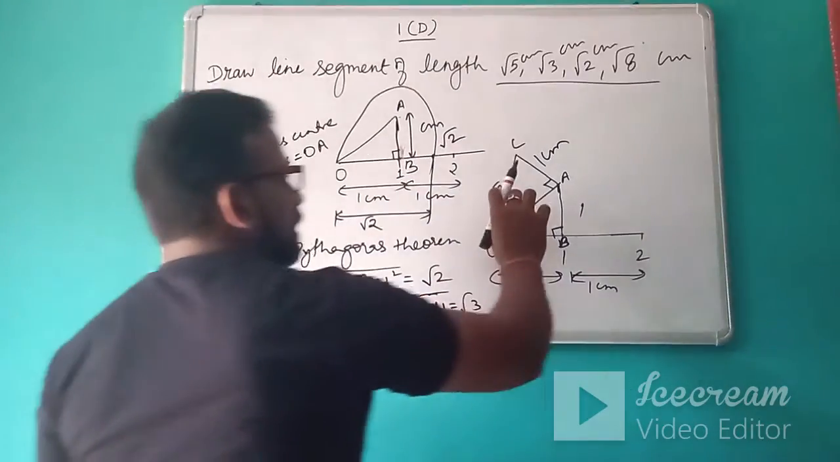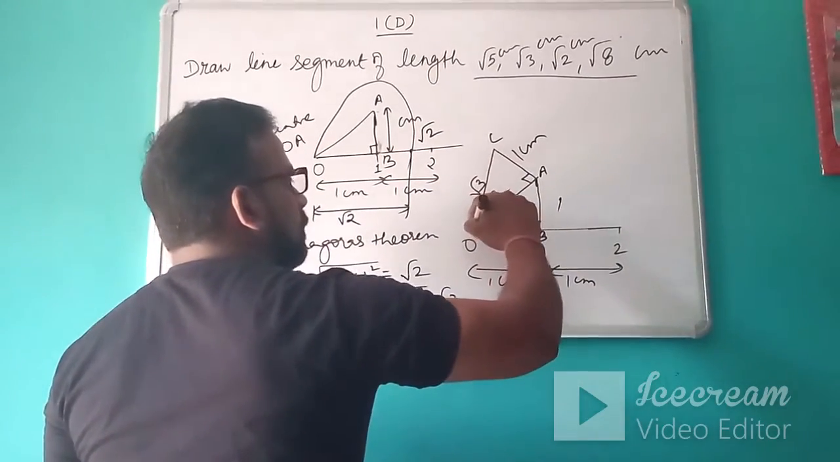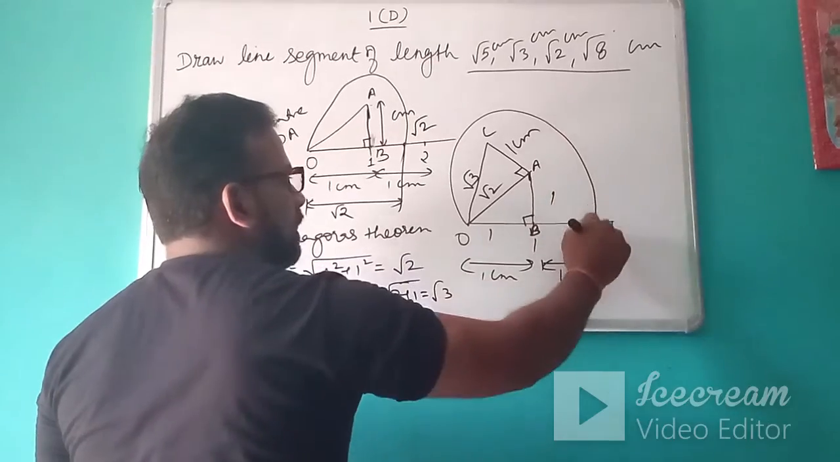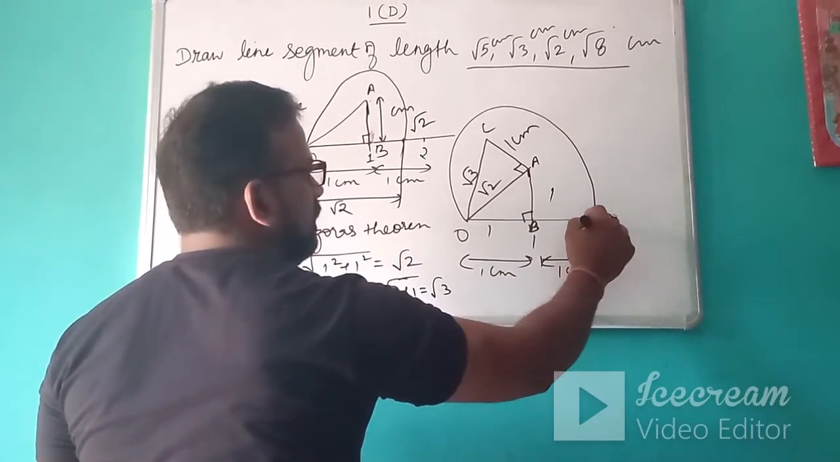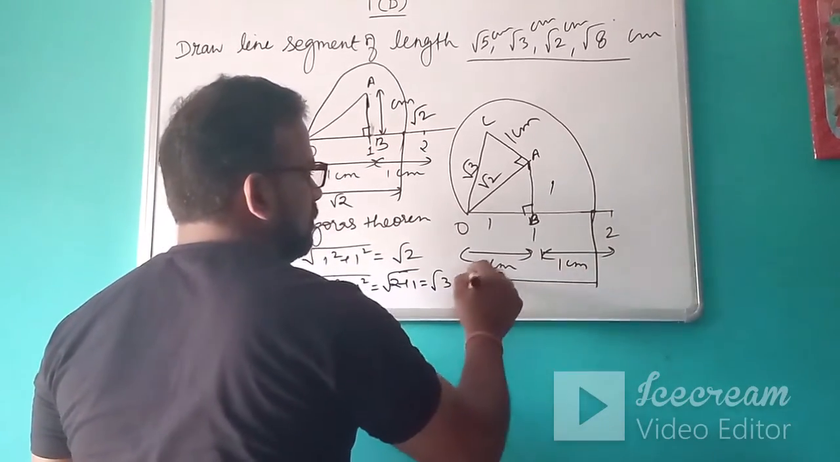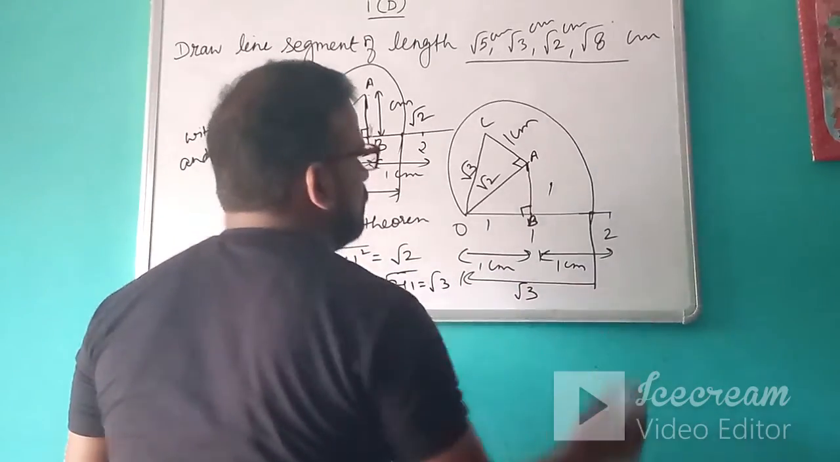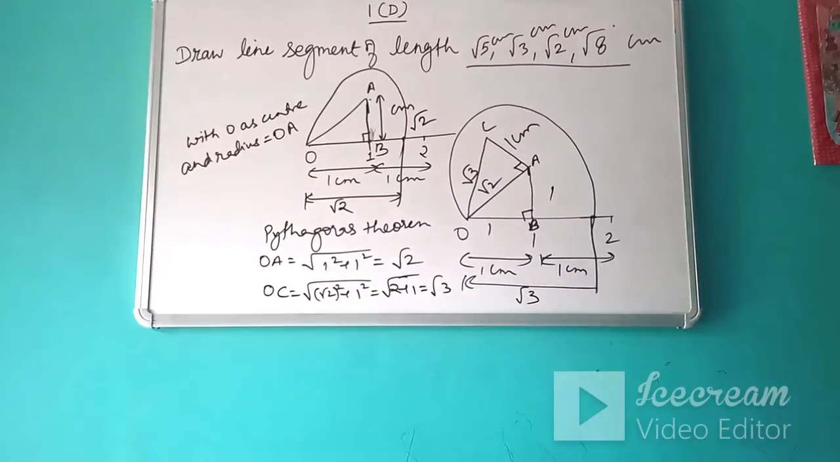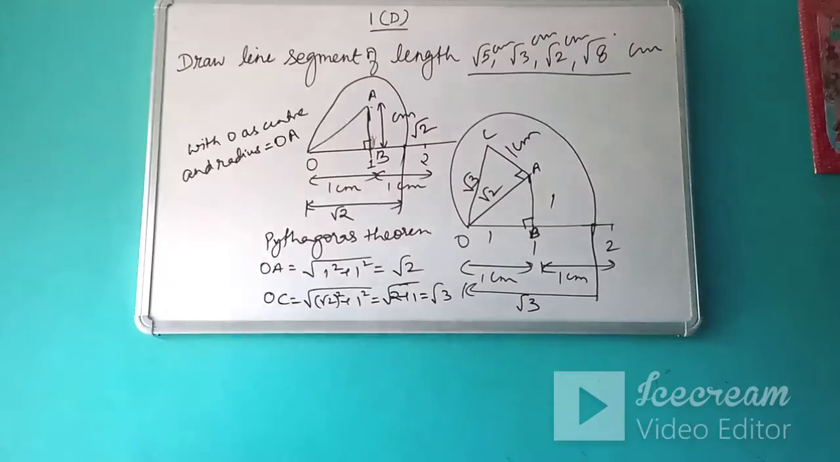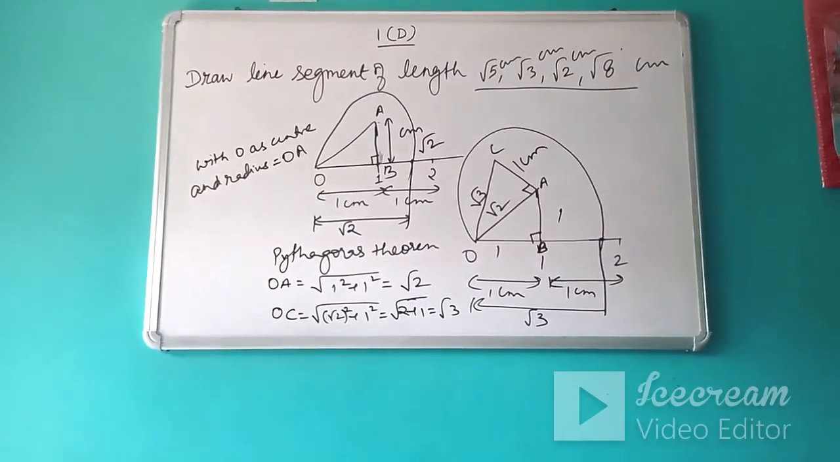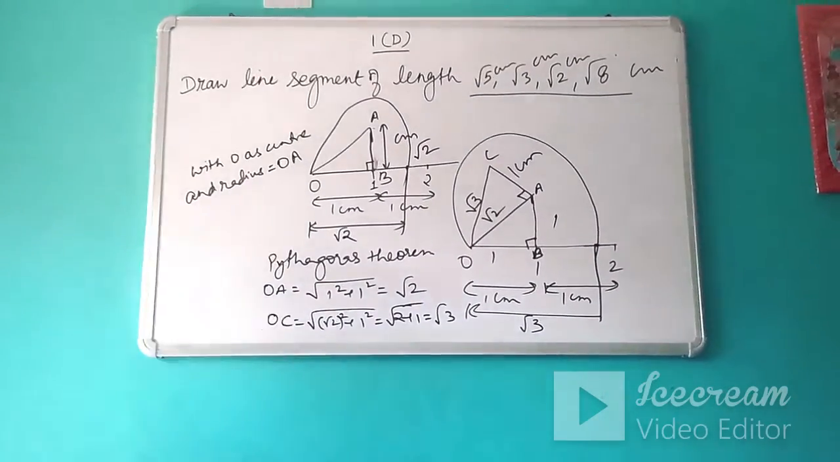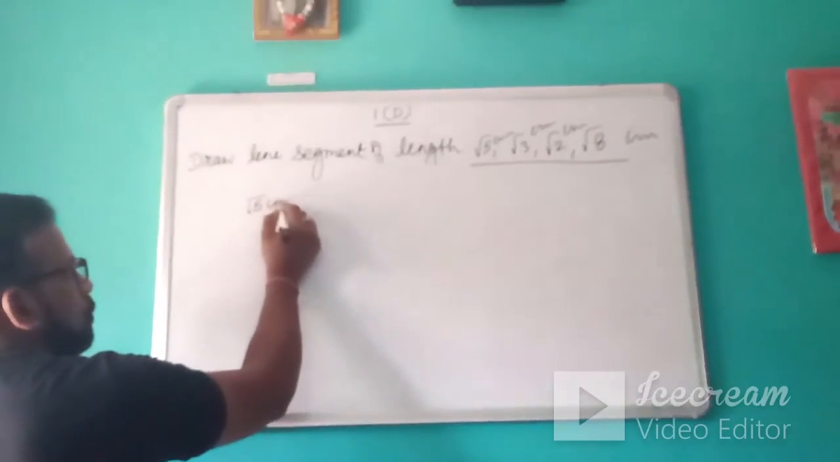So with O as center and radius equal to root 3, you will again make one arc here. So suppose it is cutting it here. So this length is root 3. Like this you can draw the line segments of these irrational numbers. Suppose I have to draw root 5 centimeter.